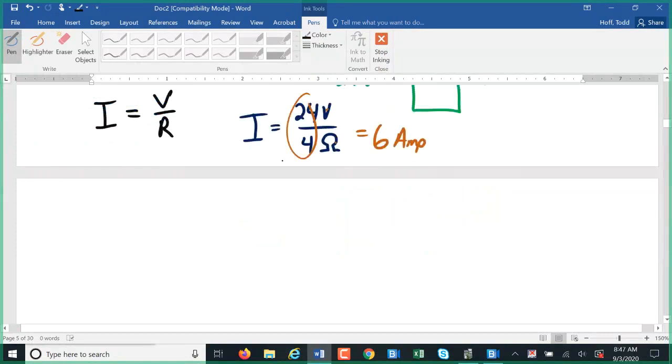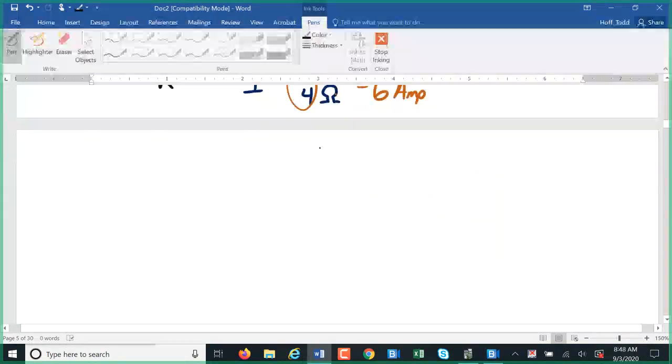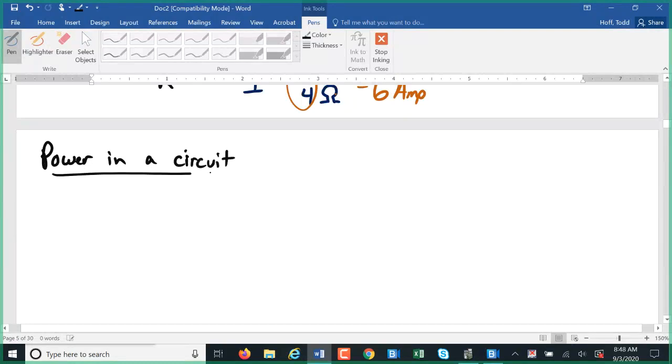Other formulas we might use. We have a formula for power in a circuit. This one's a little bit more complex. The power in a circuit is equal to the voltage squared divided by the resistance.